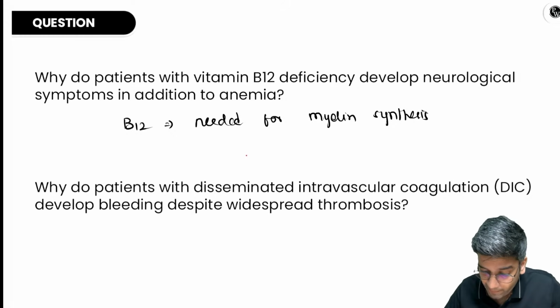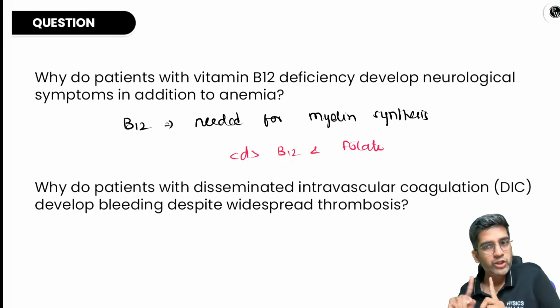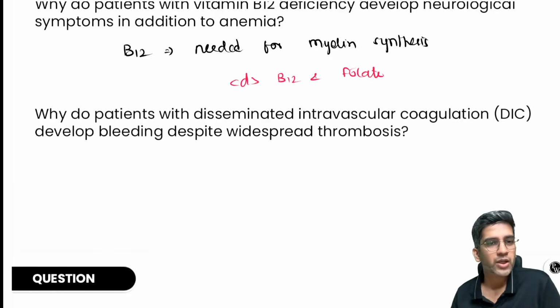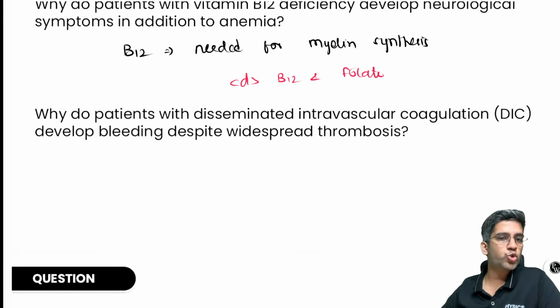And there's a very important differentiating factor between B12 and folate deficiency, because both cause megaloblastic anemia, but B12 deficiency will have neurological symptoms. Folate deficiency will not have neurological symptoms, right? Perfect. The next question.